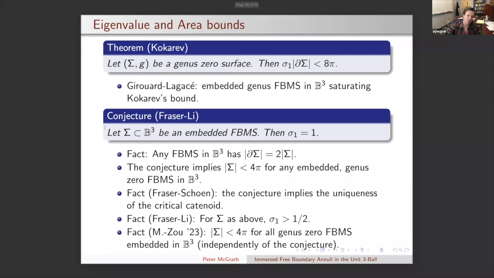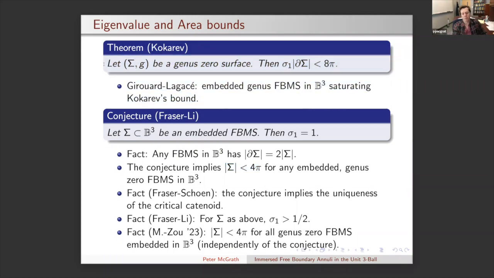So recently with Jacobi Zhu, we showed that this area bound for embedded genus 0 FBMS is true independently of the conjecture. So we were able to just check that the bound is true by combining a couple of other known facts from the literature and a calibration type argument.